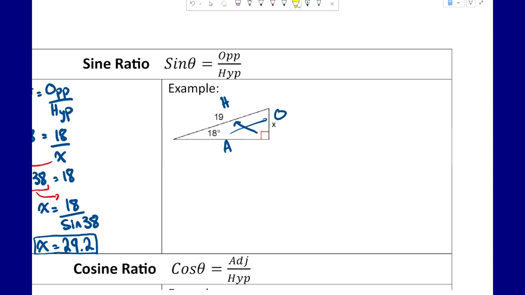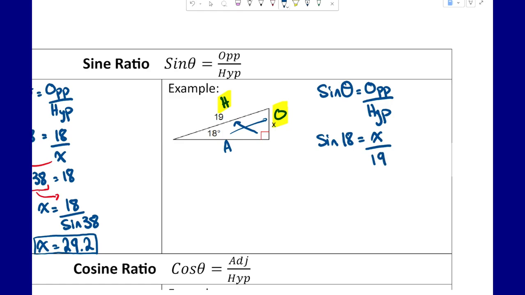Again, the two sides we're going to be dealing with are O and H. We're looking for the opposite, and we're given the hypotenuse. So because it's O and H, it's going to be sine, or the sine ratio. So sine theta equals the opposite over hypotenuse. I'm going to plug in the information that I'm given. So sine of our angle, 18, is equal to the opposite, which is x, over the hypotenuse, which is 19.